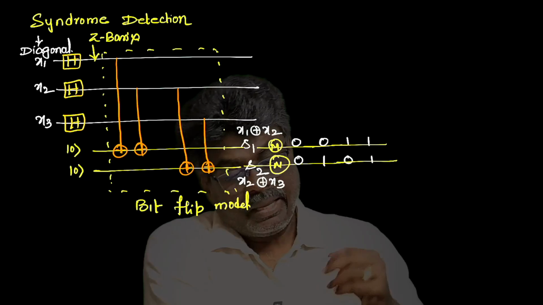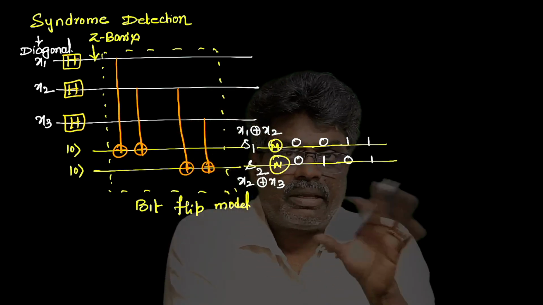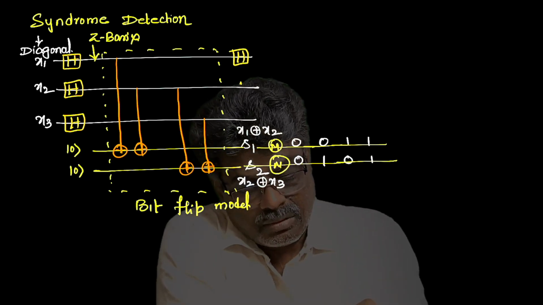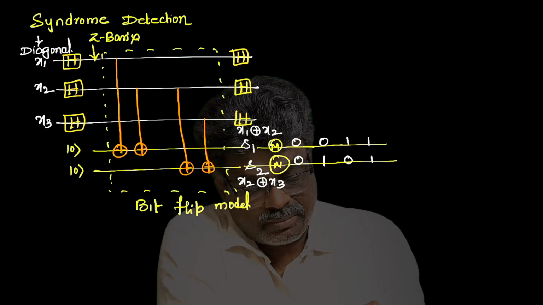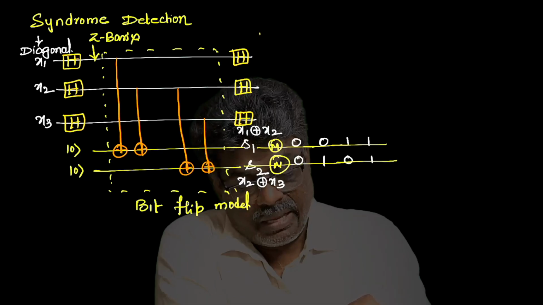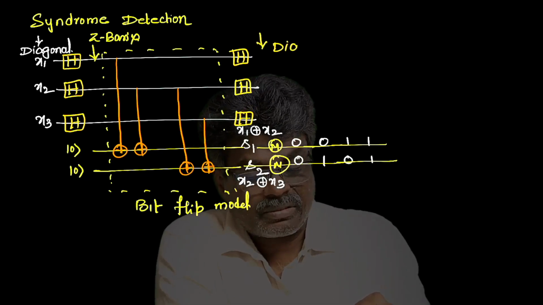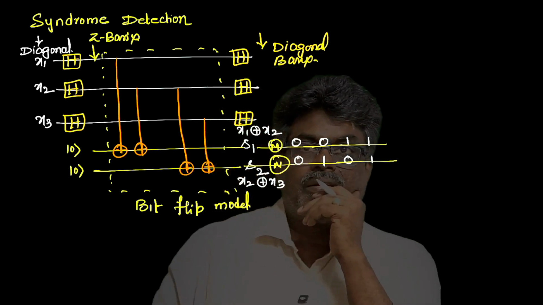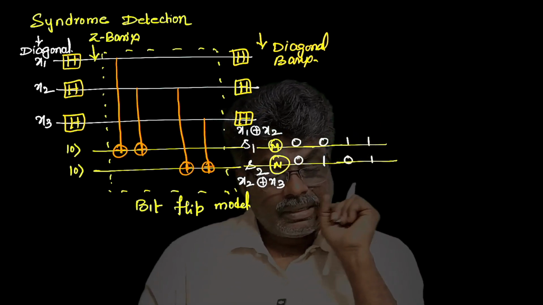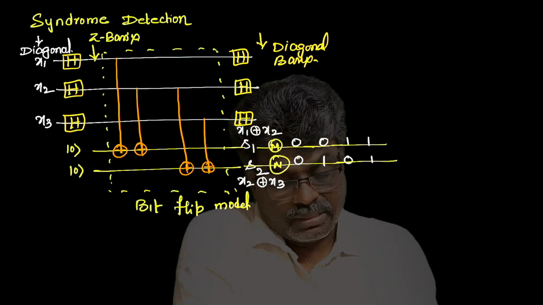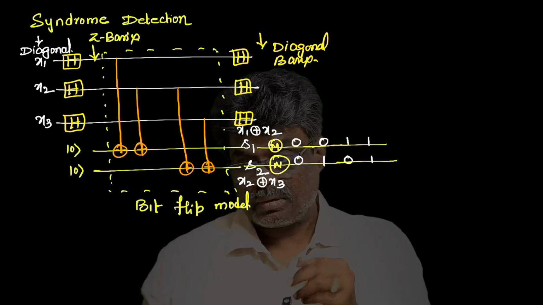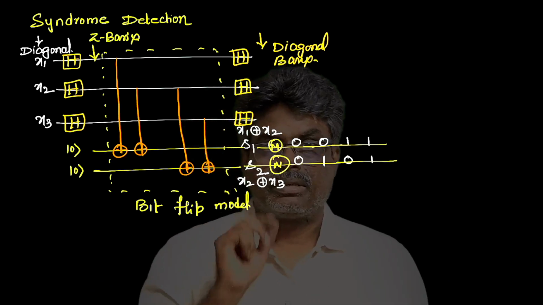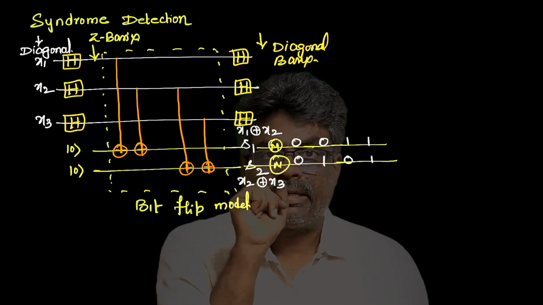Okay, but again we need that diagonal basis. For that, here we have to add three more Hadamard gates like this. Then again it is converted into diagonal basis or x basis. So this is the syndrome detection. Now let us discuss what these S1, S2 are, and check how we are getting those S1, S2 values.